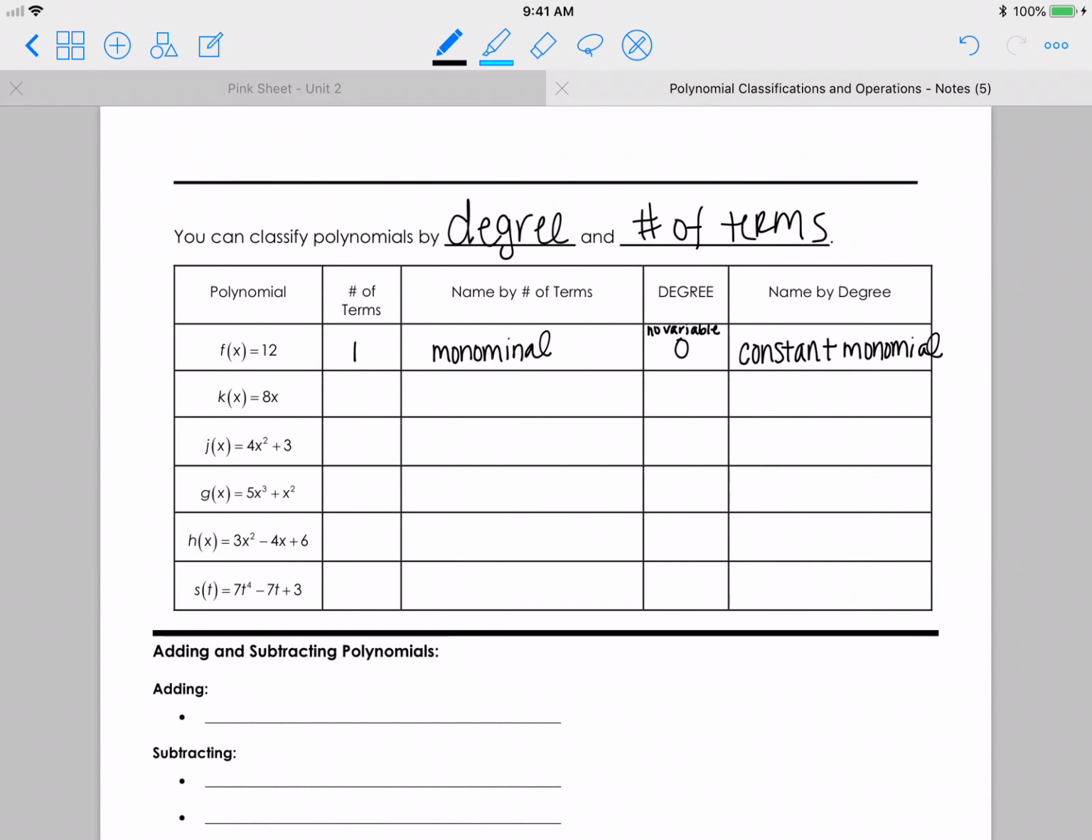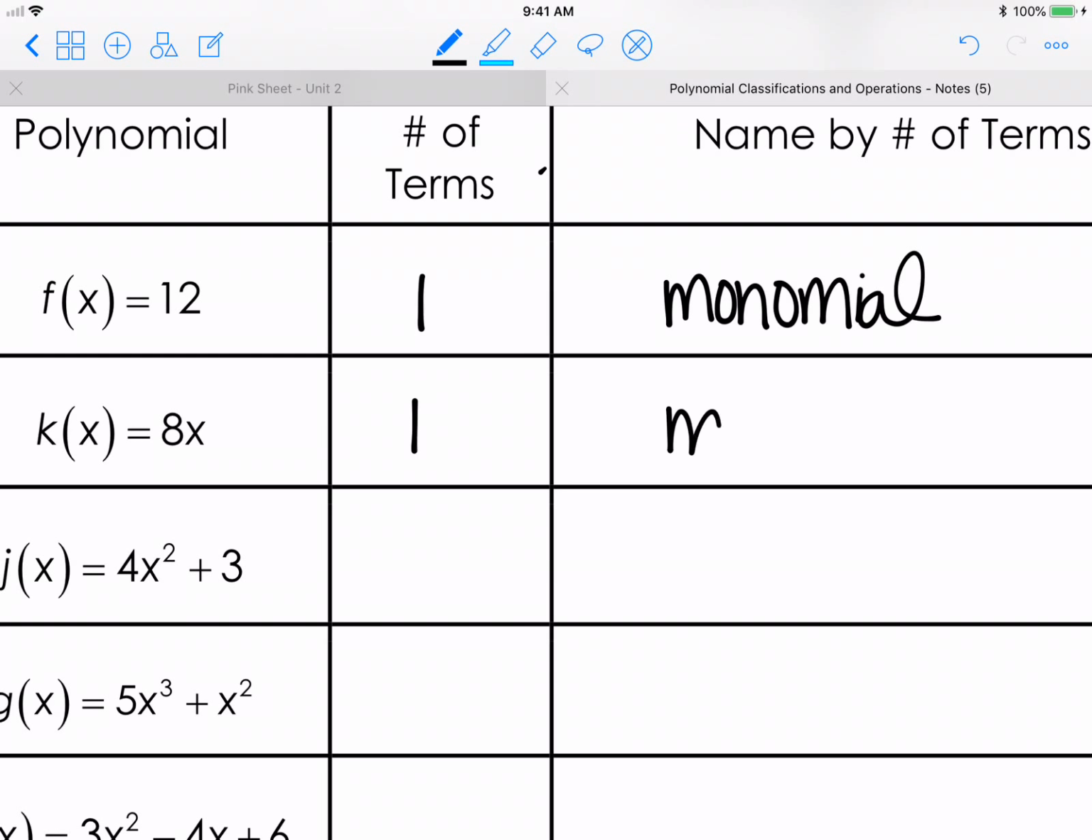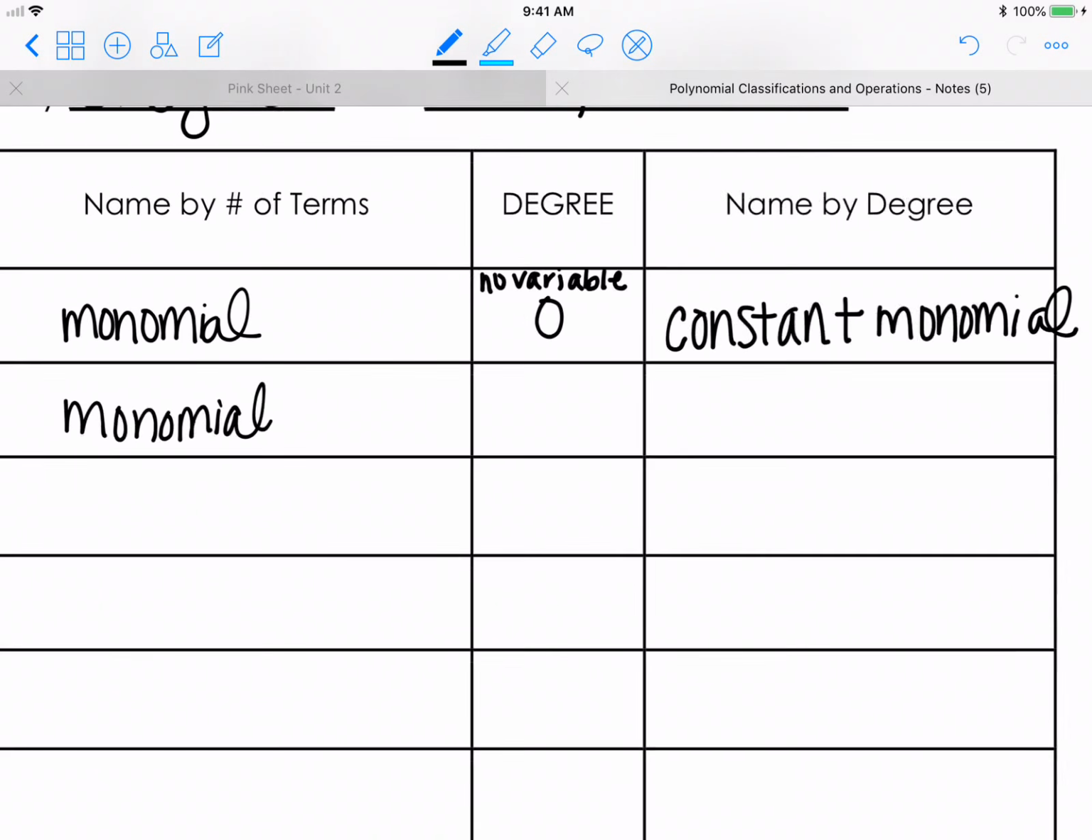Okay, so the next one, let's look at this. How many terms do we have here? We have one term. So again, one term means monomial. I keep spelling monomial wrong. Let's try this again. Monomial. Okay, did I do it on this one too? Monomial, I think I spelled that one right.